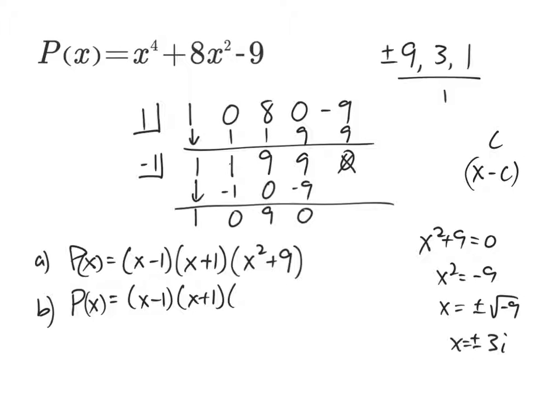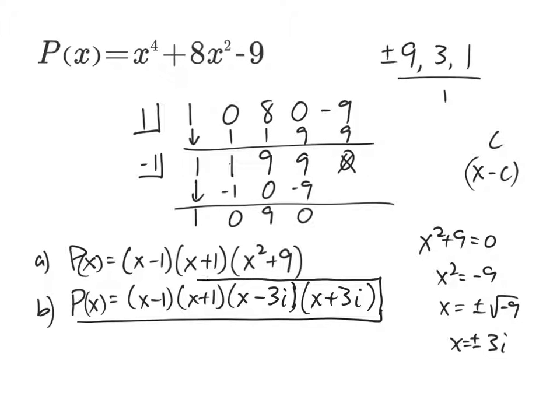So my c's are going to be 3i and negative 3i, which means my factors are going to be x minus one of them, and then x minus the other one, negative 3i. But minus a negative is actually just going to be positive, so I'm going to rewrite this as x plus 3i. So this is factored in all linear factors, and this one's factored in linear factors and irreducible quadratics.